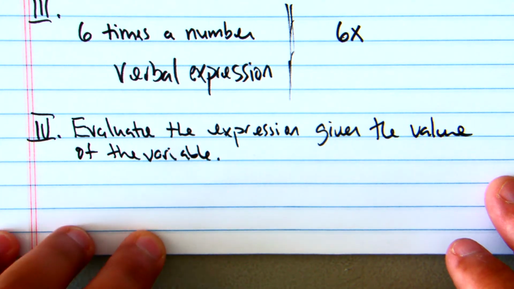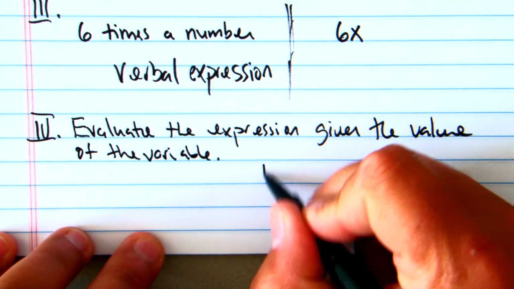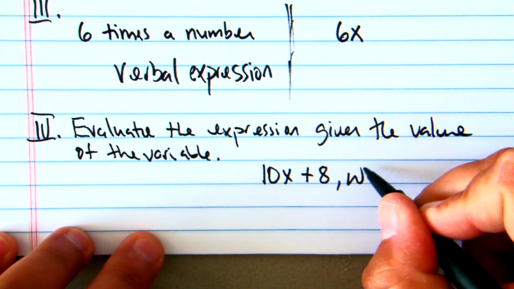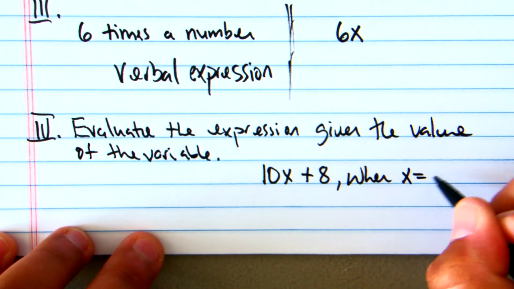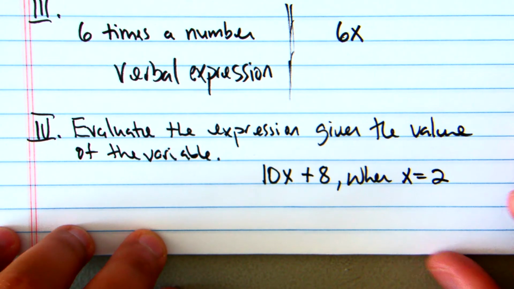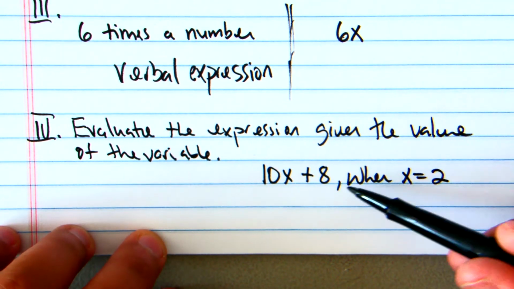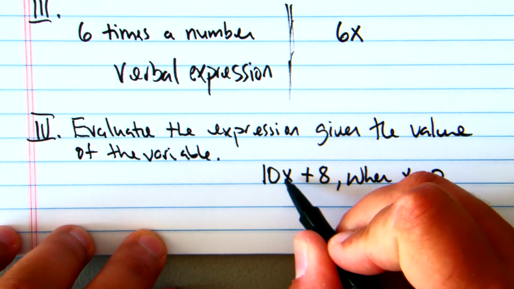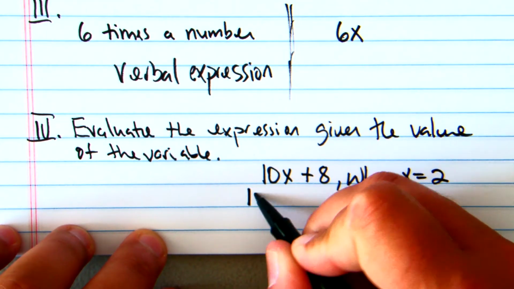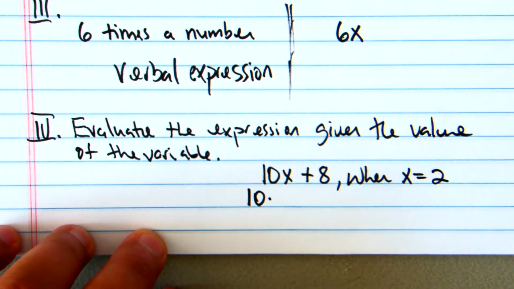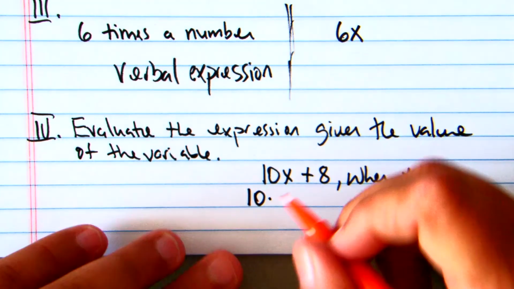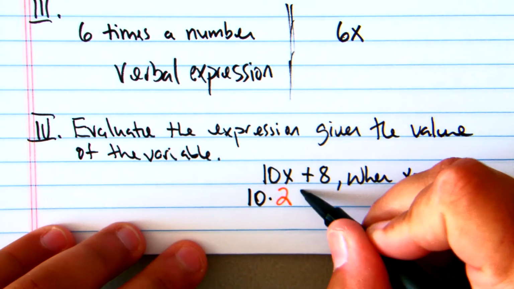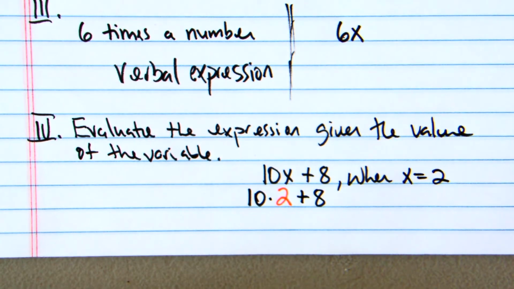So if we had something along the lines of, say, 10x plus 8, when x is equal to 2. If you see something like that and you go, oh my gosh, what is this when x equals 2? That just simply means to go over here and where you see the x, to plug that in. So that's 10 times 2. That's where my 2 goes. And then everything else stays the same, plus 8. So 10 times 2 plus 8.